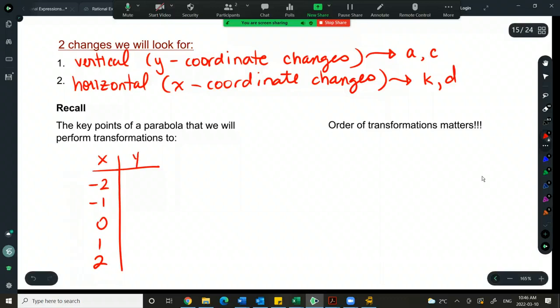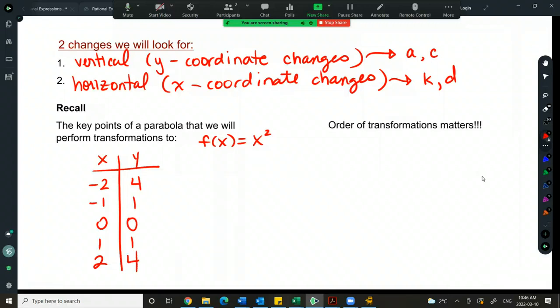How did you guys get your y's when you had the function f at x equals x squared? What did you do in that package? Or how do I get the y's if I have these x's and I know f at x is equal to x squared? Alan? We just put them in and square them, and then we'll get the y's. So -2 squared is 4, -1 squared is 1, 0 squared is 0, 1 squared is 1, and 2 squared is 4. So those are our points.